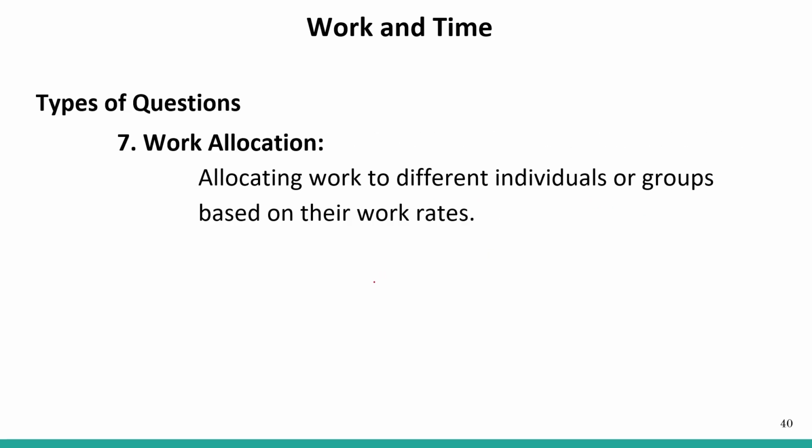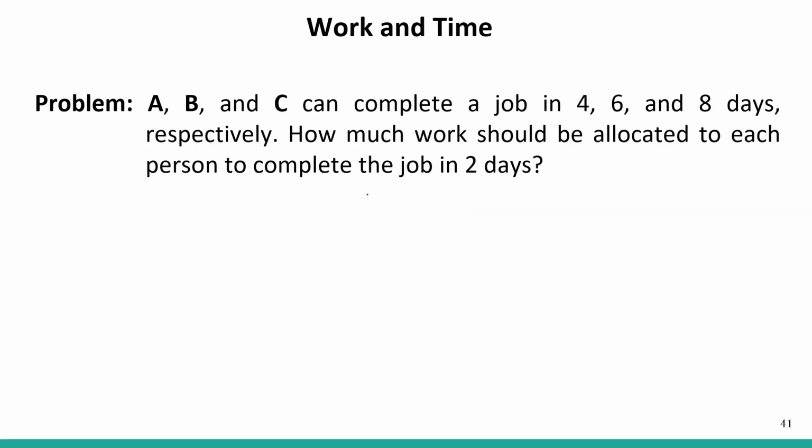So let's see the seventh kind of question, that is on work allocation: allocating work to different individuals or groups based on their work rates. A, B and C can complete a job in 4, 6 and 8 days respectively. So how much work should be allocated to each person to complete the job in 2 days?